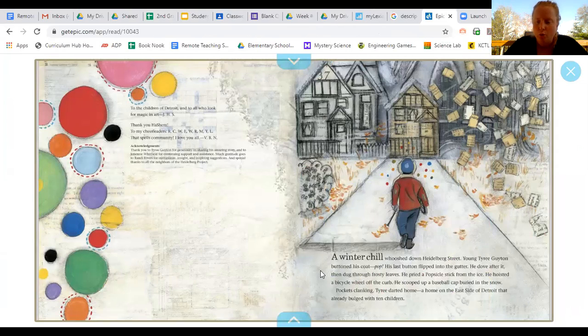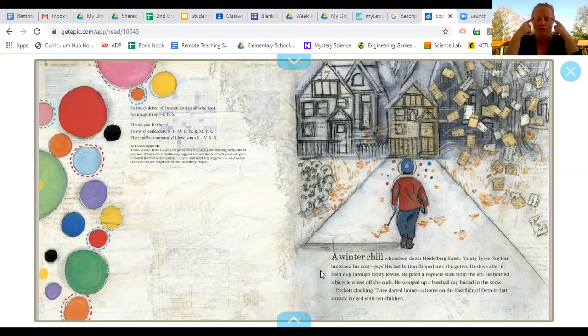A winter chill whooshed through Heidelberg Street. Young Tyree Guyton buttoned his coat. Pop! His last button flipped into the gutter. He dove after it, then dug through the frosty leaves. He pried a popsicle stick from the ice. He hoisted a bicycle wheel off the curb. He scooped up a baseball cap buried in the snow. Pockets clanking, Tyree darted home, a home on the east side of Detroit that already bulged with 10 children.